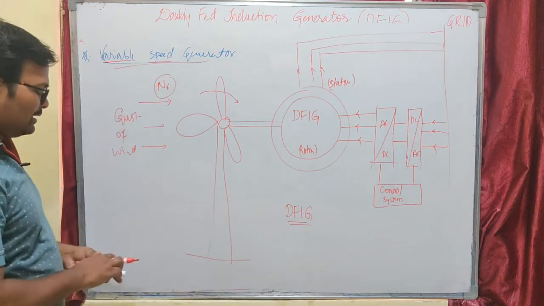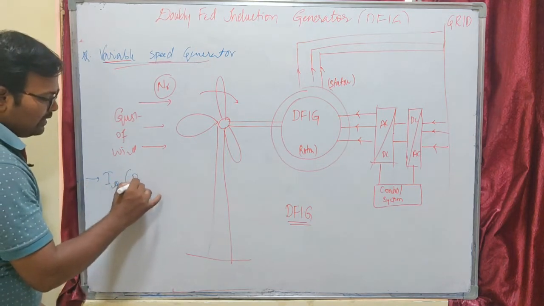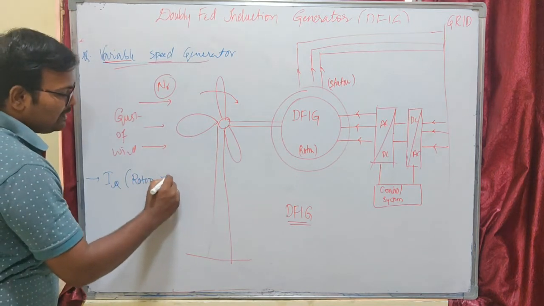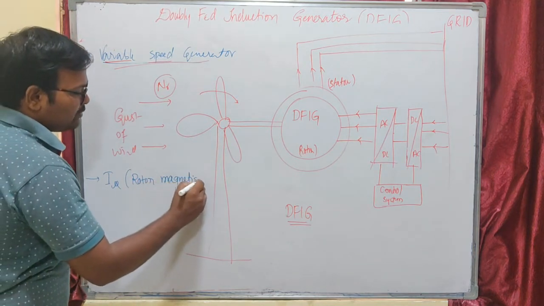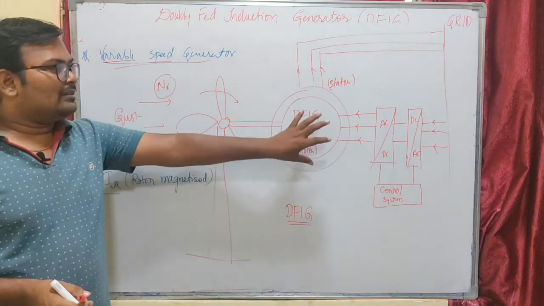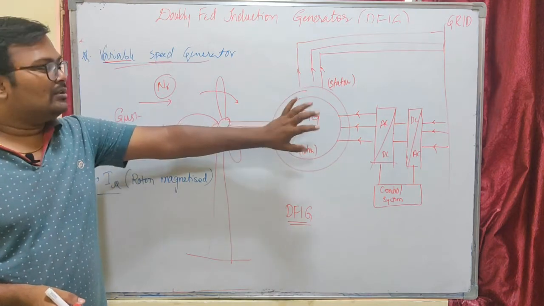As it is an induction generator, it needs some magnetizing current I mu. Its rotor has to be excited, that is rotor magnetization. As it is an induction generator, the winding should be magnetized. So we need to supply some reactive power or some supply to our rotor so that our machine will operate without any problem. So how is it happening?